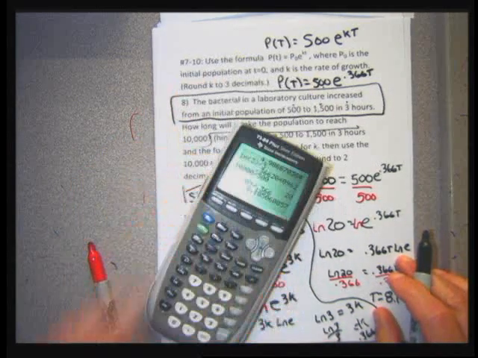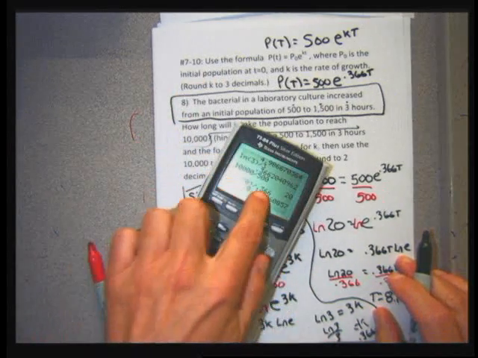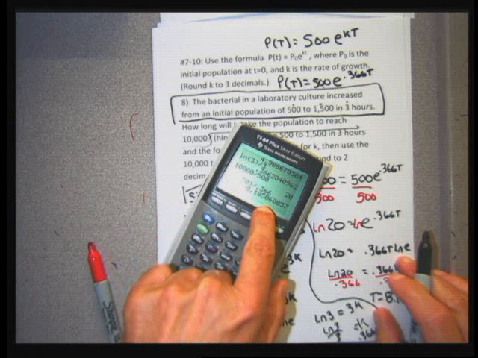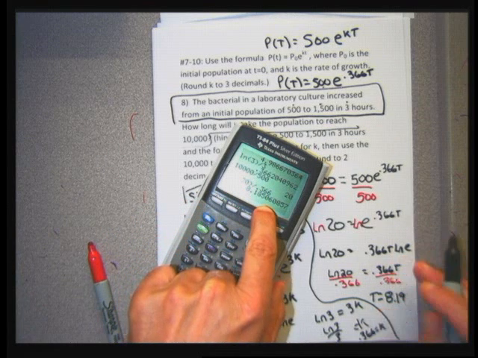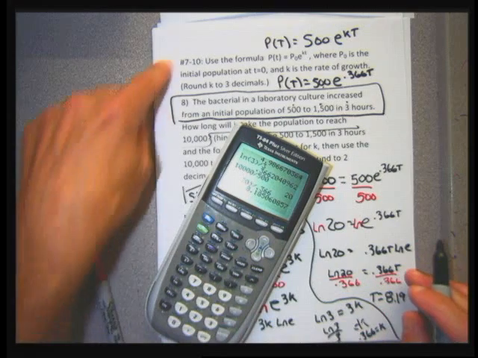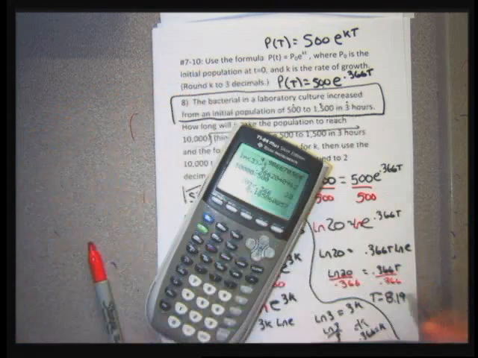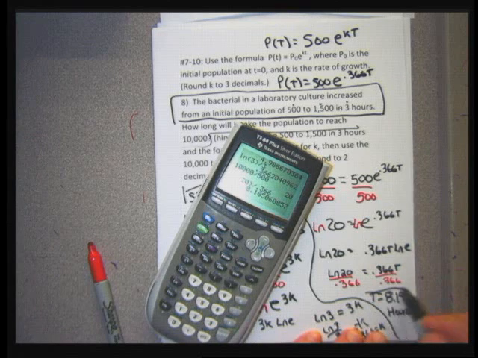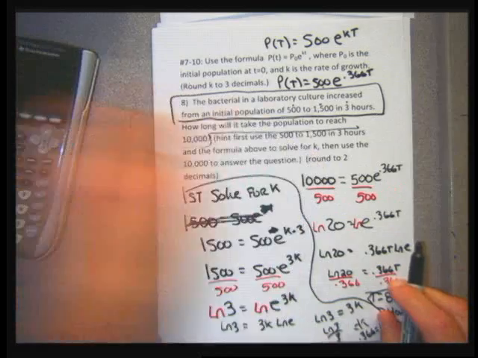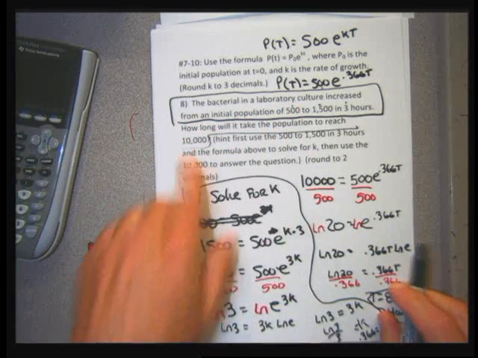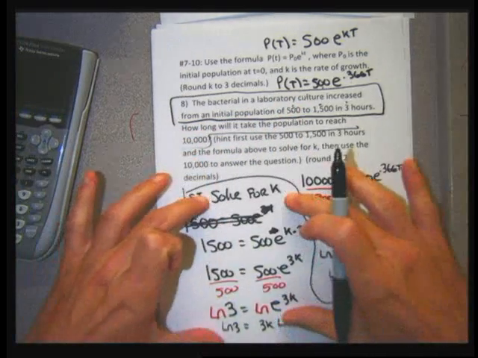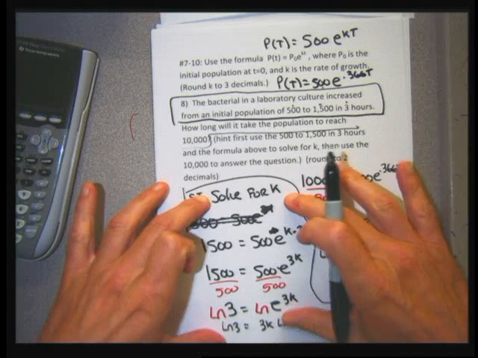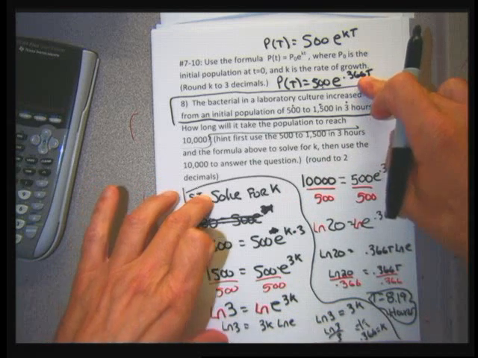So I did natural log of 20 divided by 0.366 and got 8.185, which is 8.19. And this population is growing in hours. So the answer to the whole question is it's going to take 8.19 hours for this population to grow from 500 to 10,000. Took 2 steps to get there. That first step to tell me that the k equals 0.366 doesn't need to be in my answer.